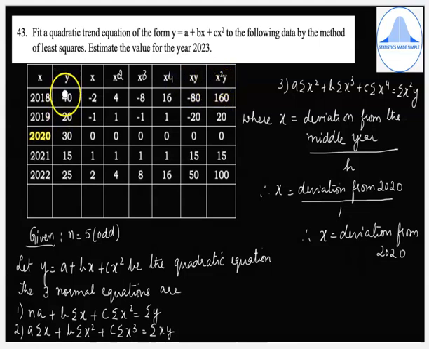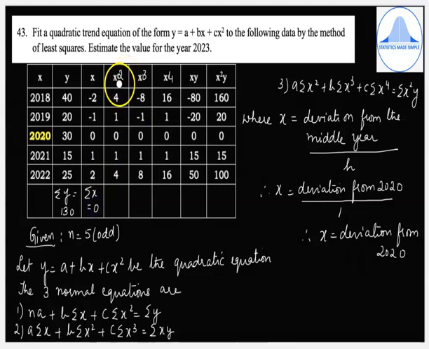So first let us find out summation y. So summation y is equal to 130. Next, we need to find out x. So x is deviation from 2020. So 2018 minus 2020 is minus 2. Then 2019 minus 2020 is minus 1. Similarly, you get 0, 1 and 2. So when we sum them up, we get summation x as 0.